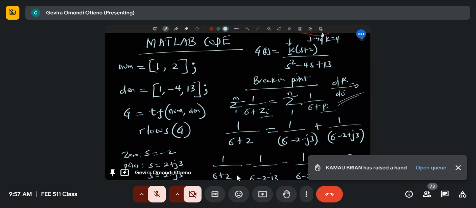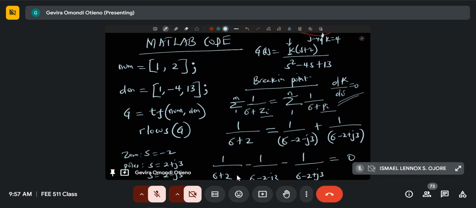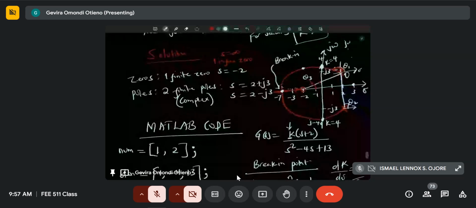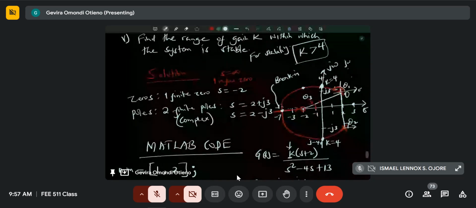Yes. I have a question. Go ahead. My question is, for this question, we did not calculate the asymptotes. So I was asking, how do you determine when you're going to calculate the asymptote so that you can know the direction along which the root locus follows?